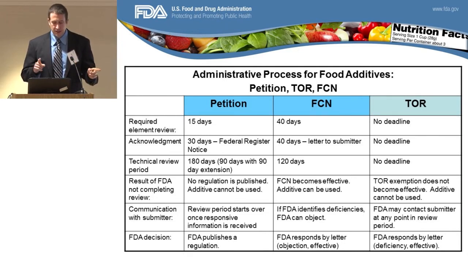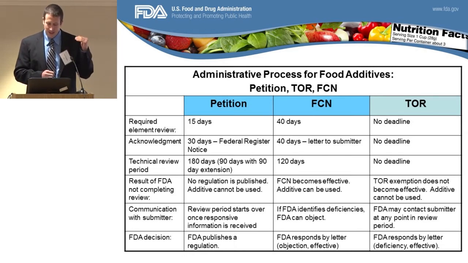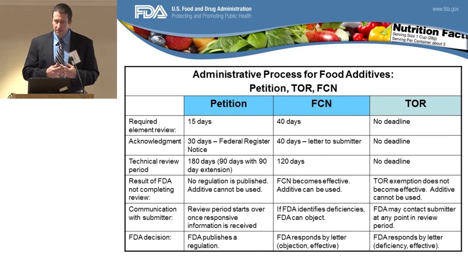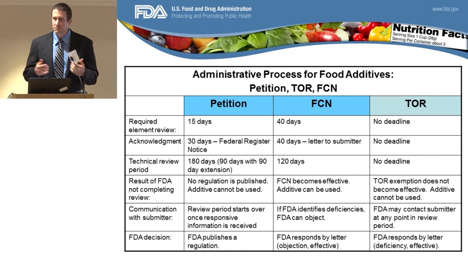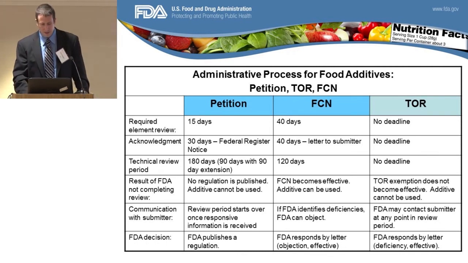This is different for petitions and threshold of regulations. Threshold of regulations, nothing happens until FDA completes its review. You can't sell your product until FDA is done with their review of your threshold of regulation. Same thing with petitions. Even though there is a 180-day mandated time frame, still, if FDA does not publish a regulation for the use of that substance within 180 days, you can't use it. You can't use it until after that regulation becomes published.